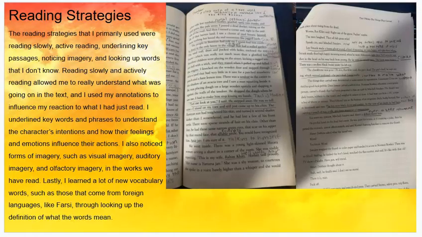The reading strategies that I primarily used were reading slowly, active reading, underlining key passages, noticing imagery, and looking up words I didn't know. On page 205 of The Kite Runner, I looked up the definition of the word tandoor, and I now know that it is a clay oven originating from northern India and Pakistan.